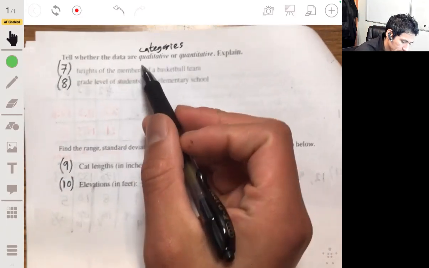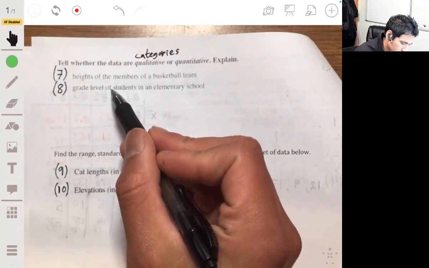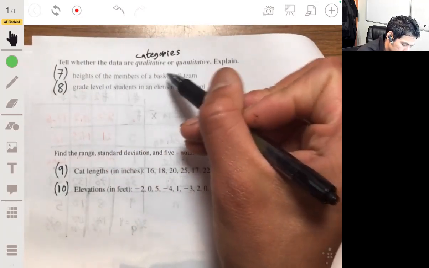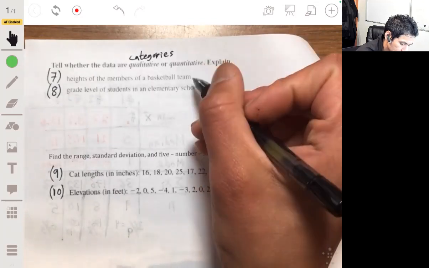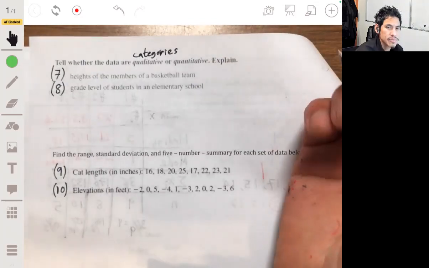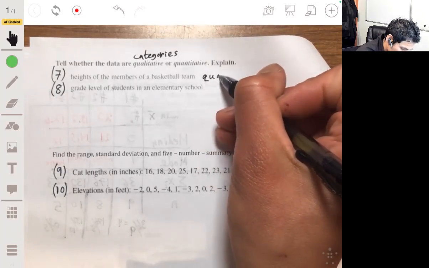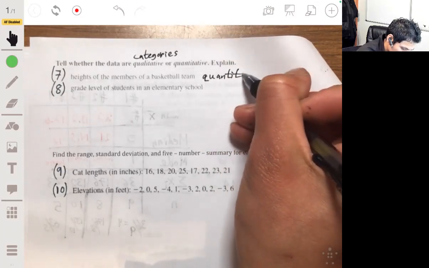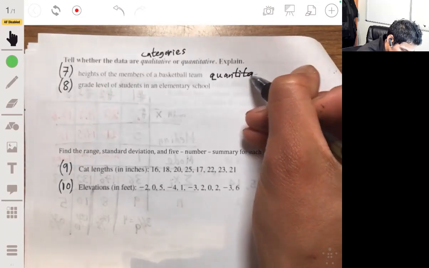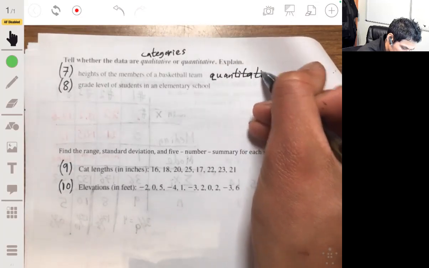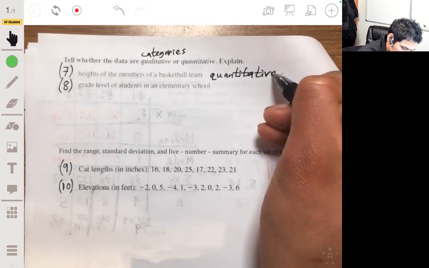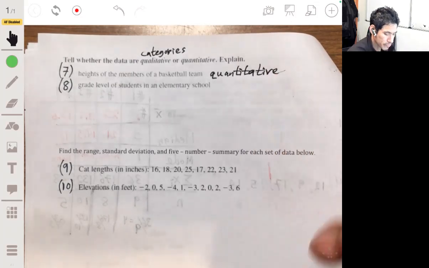So what would be quantitative? How would you measure each one? Well, you'd measure the heights of the members of a basketball team, maybe using inches or feet, on a quantitative scale. This is quantitative. This next one is like a brain twister question.